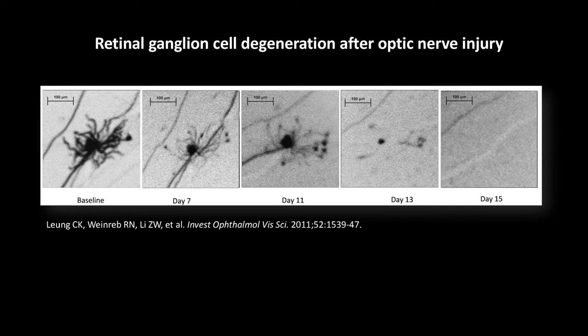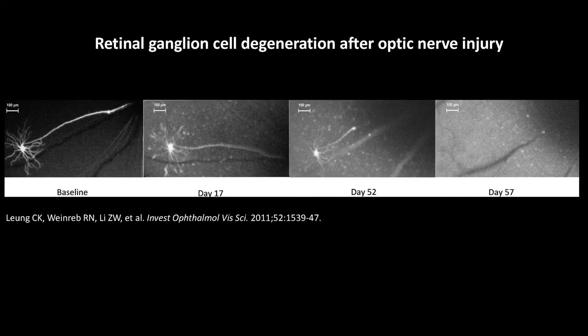Here is another retinal ganglion cell. Again, after the same form of optic nerve injury, we crushed the optic nerve, we induced optic nerve injury, and in this example, we see loss of the axon.